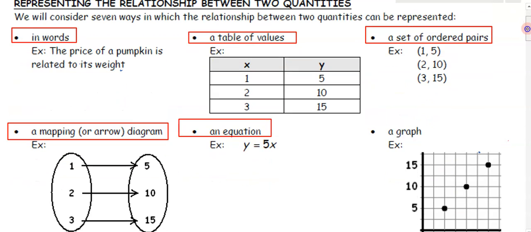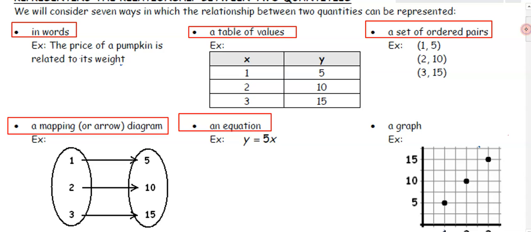We can also talk about this relationship in terms of words, table of values, set of ordered pairs. For example, let's talk about this in terms of the weight of a pumpkin, the number of pounds, and the price of a pumpkin. If I buy a 1 pound pumpkin, it's going to cost me $5. A 2 pound pumpkin costs me $10, and a 3 pound pumpkin costs me $15. Right? This table of values explains the relationship between the weight of my pumpkin and my total cost.